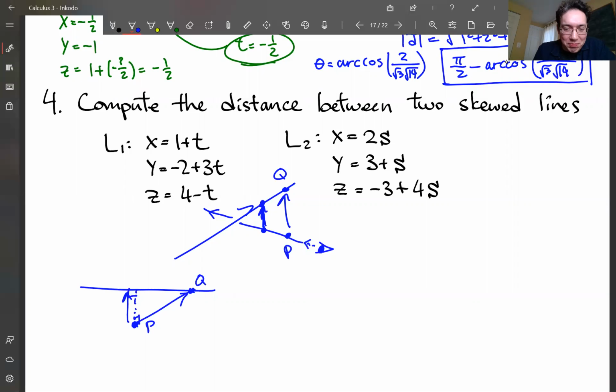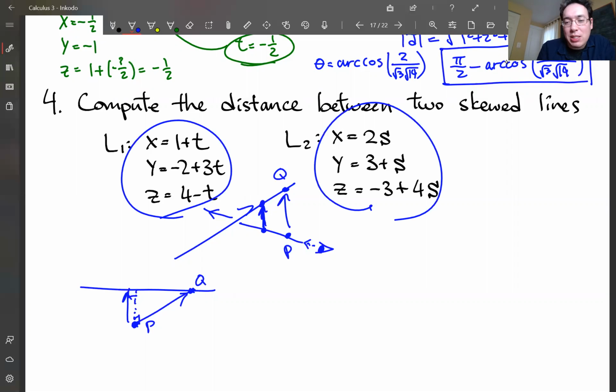Let's compute it. So let's find 2 points on the lines. We're given parametric equations, so we can plug in t equals 0 and s equals 0 and find 2 points. I'm going to call it point P. What we get when we plug in t equals 0 into the first line is 1, -2, 4. And I'm going to call point Q the point on the second line when I plug in s equals 0.